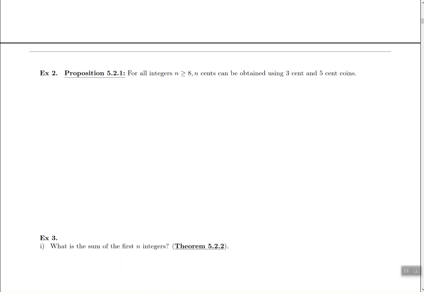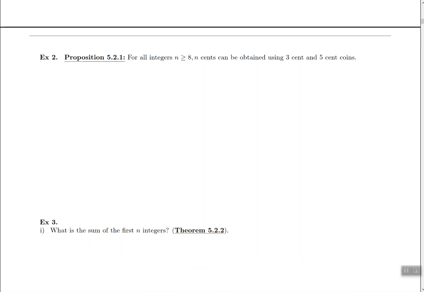Okay, so here's a proposition that is pretty interesting to prove using the induction method. It says for any integer n greater than or equal to 8, if you had n cents, you can construct them using 3-cent and 5-cent coins. So pause the video for a second and see if you can try this out for yourself, and restart in a few seconds. So hopefully you did.